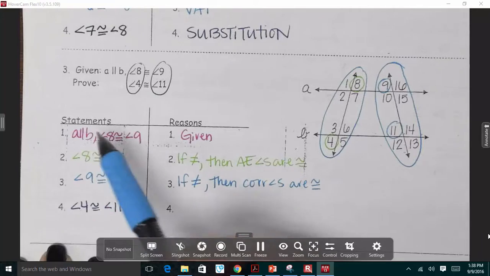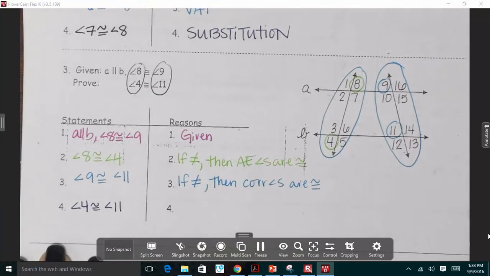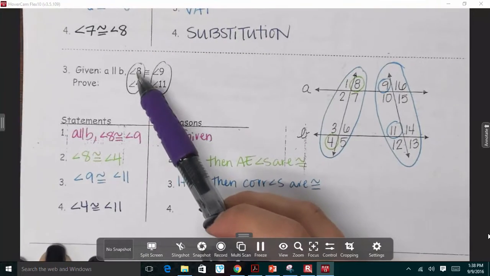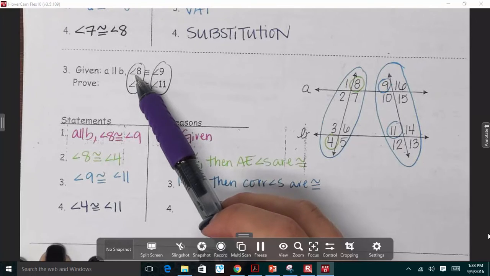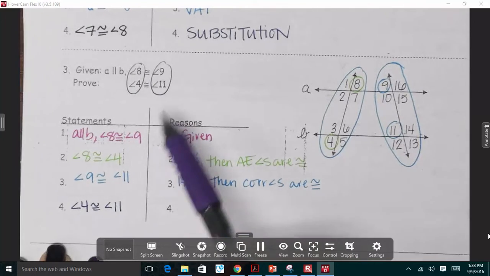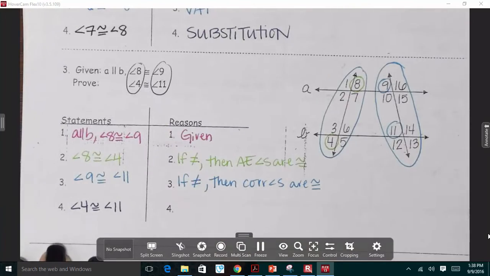Okay, now, for the last step, can we plug 4 in for 8? Yes, because they're equal. Can I plug 11 in for 9? Okay, so that means that 4 is congruent to 11, and we did what? Substitution.